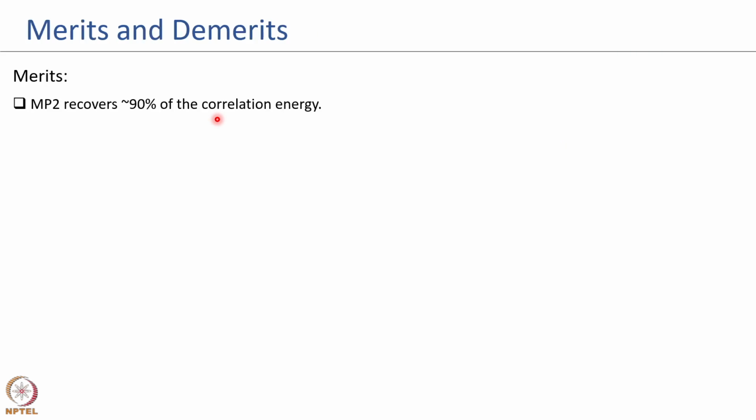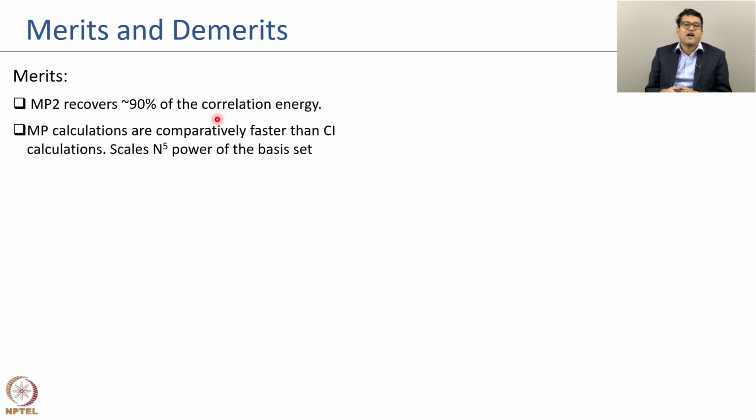Now, the advantage of MP2 is that it recovers around 90% of the correlation energy, which is good, and MP2 calculations are comparatively faster than CI calculations. They scale as the fifth power of the basis set in the absence of any approximation, and you can take approximations to make it much faster. So, MP2 is one of the cheapest wave function based electron correlation calculations possible. That is why many people prefer MP2. MP2 treatment is size extensive. We are going to discuss in a while what size extensivity means, but that is essential for accurate calculation of energies and wave functions.